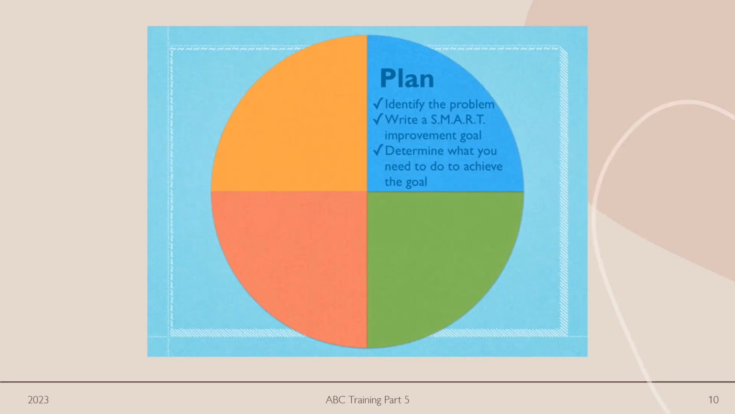So we're going to write a SMART improvement goal for that problem. Now, a SMART goal is a whole other lesson of professional development, but basically it's something that needs to be very specific and measurable. So you want to think about what data you could draw on to see if you're meeting your goal or not. And it needs to be something that can be realistically achieved in a timely manner. So we're going to write that goal, and then we're going to make a list of what we need to do to be able to reach that goal. So what are some strategies we can put in place to help us accomplish that?